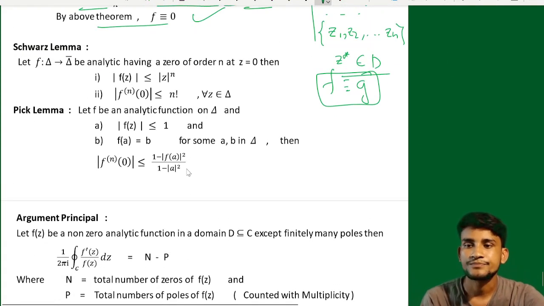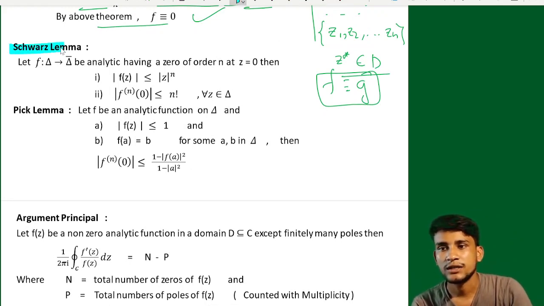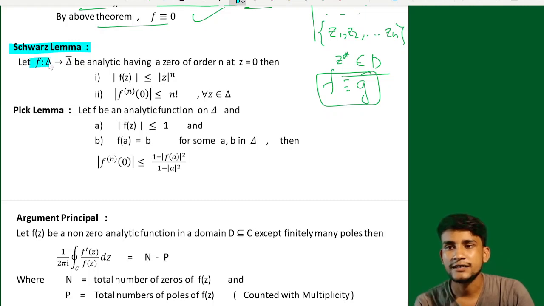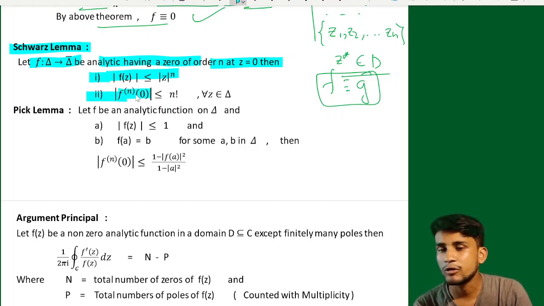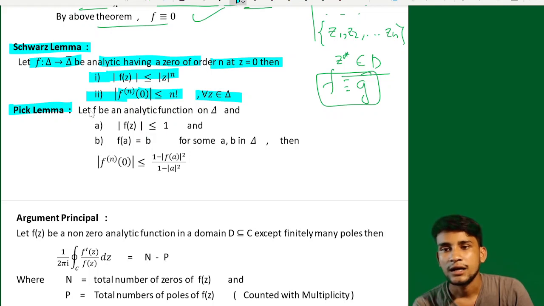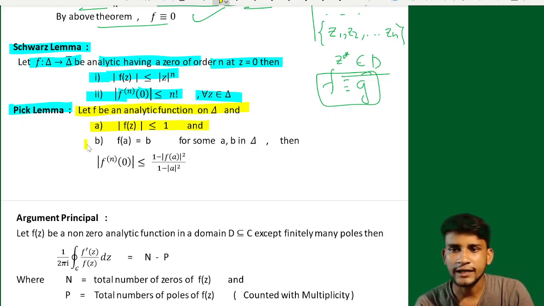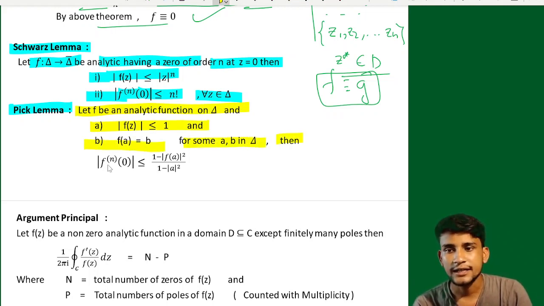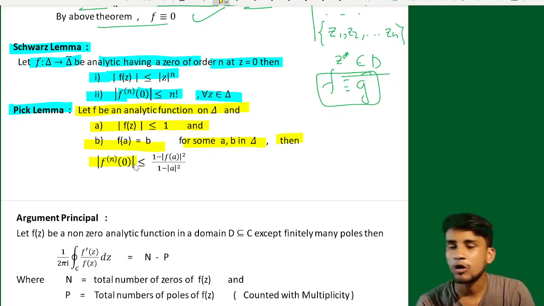Now, Schwarz lemma. The Schwarz lemma says: let f from the region delta to delta bar be analytic having a zero of order n at z equal to 0. Then one, mod of f(z) is less than or equal to mod z power n, and two, the nth derivative of f at 0 is less than or equal to n factorial, for all z belonging to that domain. Or the Schwarz-Pick lemma: let f be an analytic function on delta with mod of f(z) less than or equal to 1 and f(a) equal to b for some a, b in this region. Then the nth derivative of f at 0 is less than or equal to 1 minus mod f(a) whole square by 1 minus mod a whole square. This is also an important result.